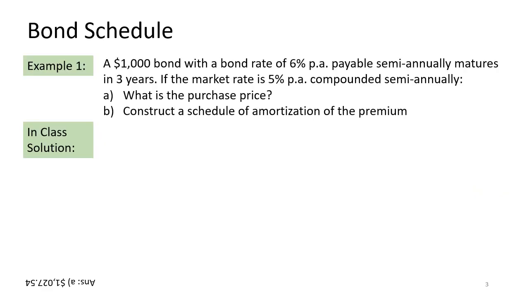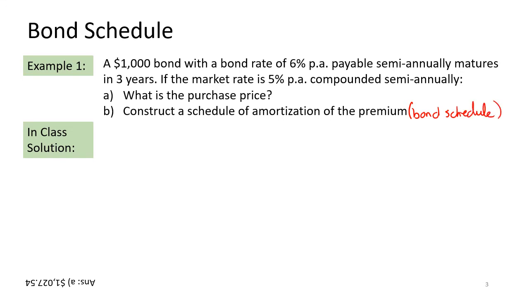So let's look at our first example. A $1,000 bond with a bond rate of 6%, payable semi-annually, matures in 3 years. If the market rate is 5% per annum, compounded semi-annually, determine A, the purchase price, and B, construct a schedule of amortization of the premium. In other words, a bond schedule.